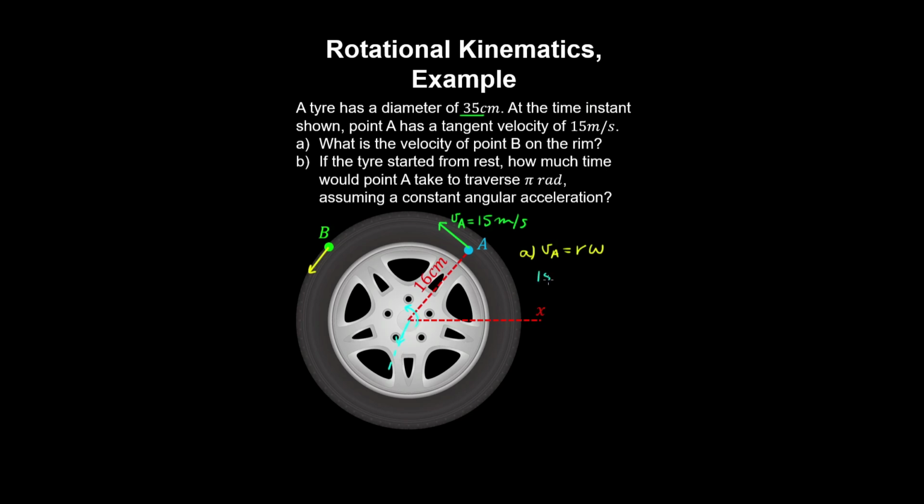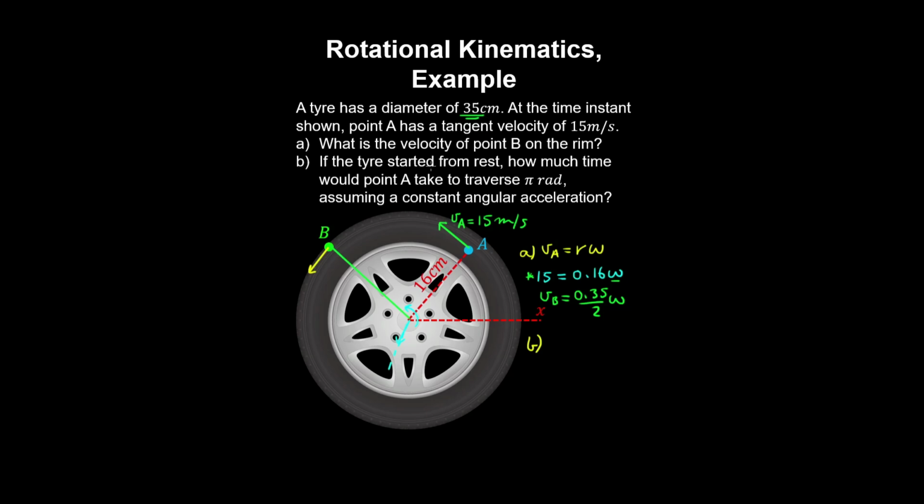So given VA and the radial distance to point A, we can calculate omega, and then the tangent velocity at B is equal to the radial distance to B, which is half the diameter, multiplied by the angular velocity, which we obtained from this equation.